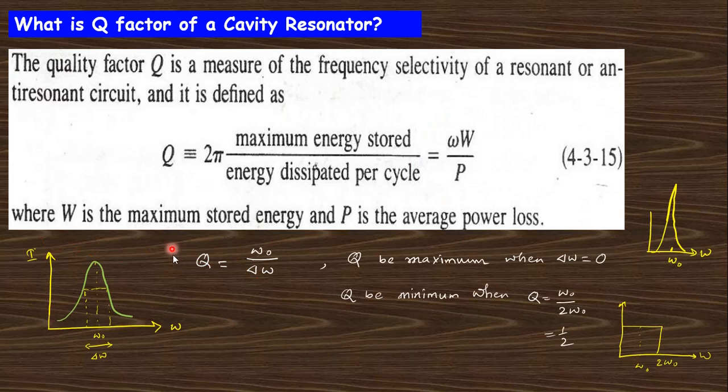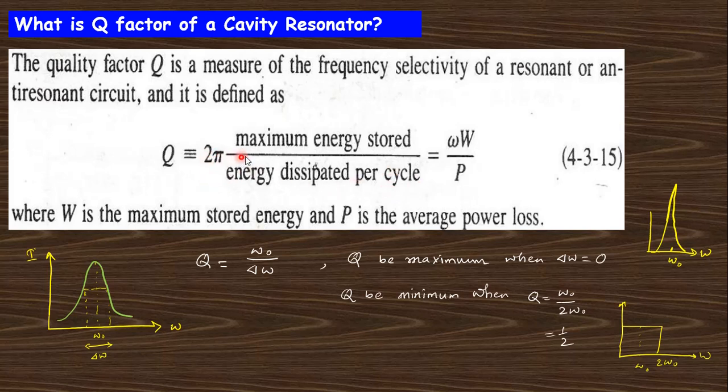Now comes the Q factor, the quality factor of a cavity resonator. The quality factor measures the frequency selectivity of a resonant or anti-resonant circuit. That means when the wave passes through the resonator, the quality is how many frequencies are selected, and this is measured as 2 pi times the maximum energy stored over the energy dissipated per cycle.